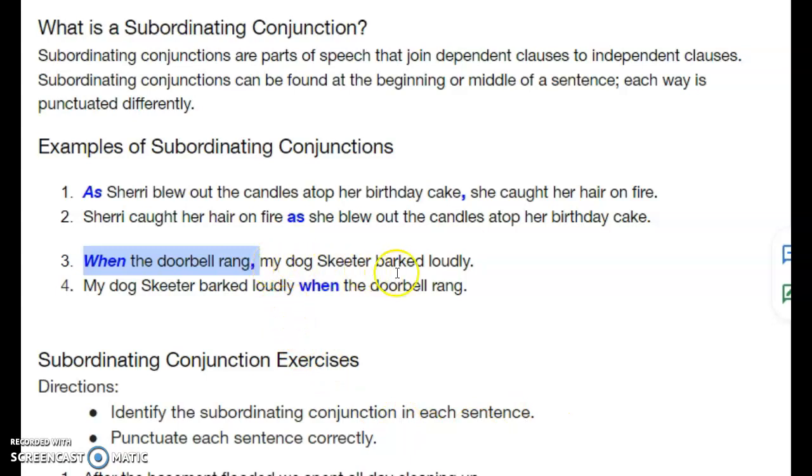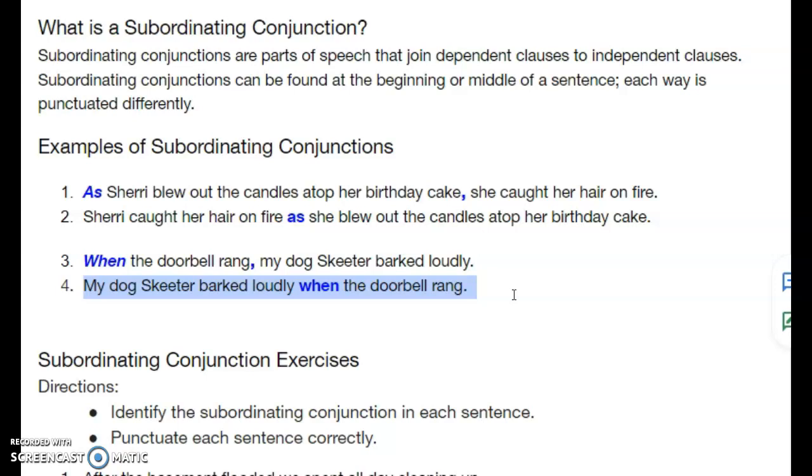But if we put the my dog Skeeter barked loudly at the beginning of the sentence, and we put the doorbell rang at the end of the sentence, and then we move our subordinating conjunction in the middle between them, we don't need a comma. My dog Skeeter barked loudly when the doorbell rang.